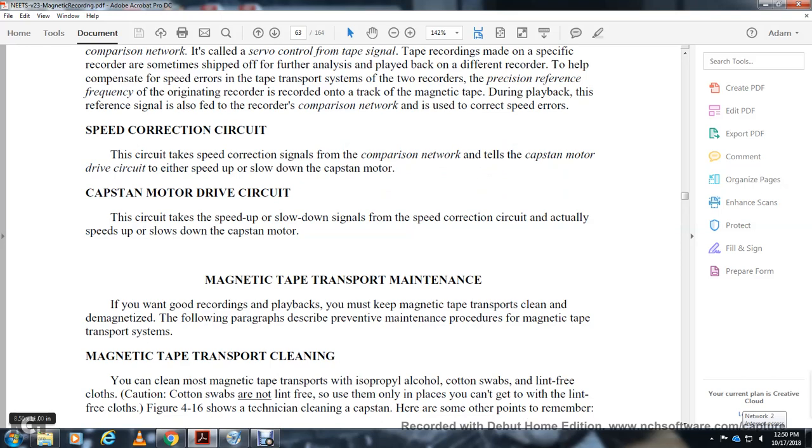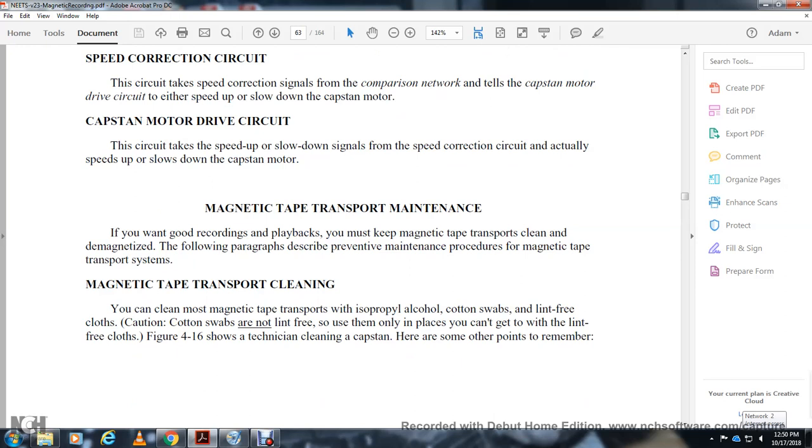All right, figure 4, magnetic tape transport maintenance. If you want good recording and playback, keep the magnetic tape transport clean and demagnetized. This covers the preventive maintenance procedure for the magnetic tape transport system. Magnetic tape transport cleaning: clean with isopropyl alcohol and cotton swabs or a lint free cloth. Use caution, since cotton swabs are not lint free, but they reach places that lint free cloths cannot.